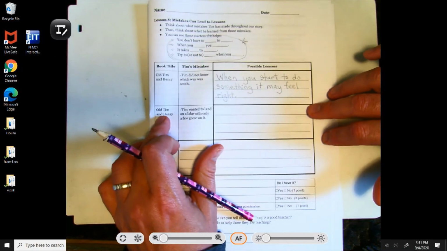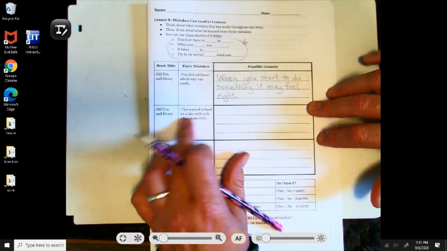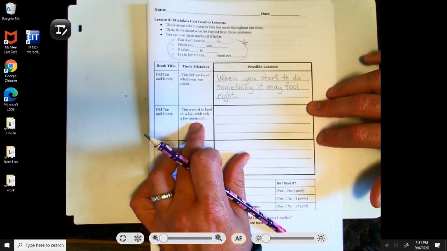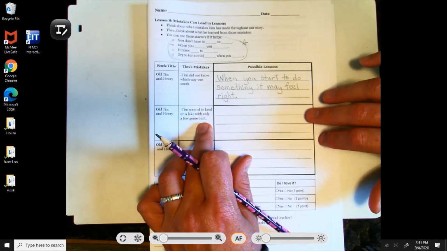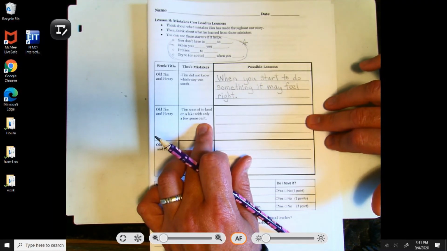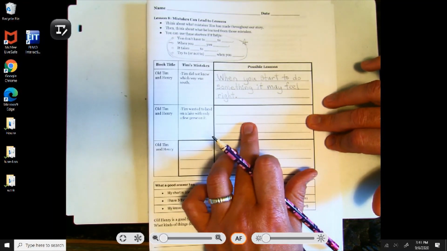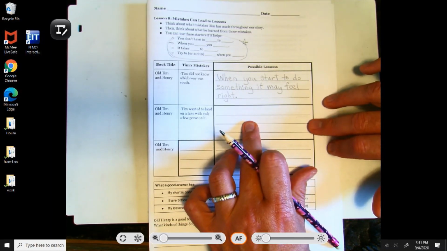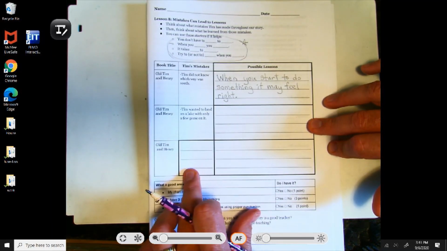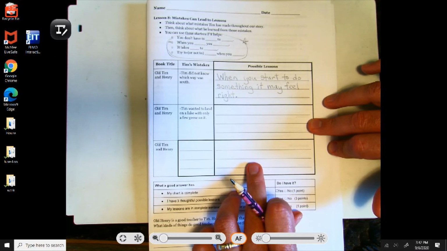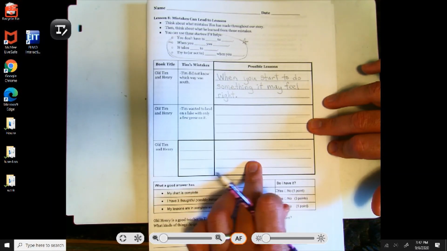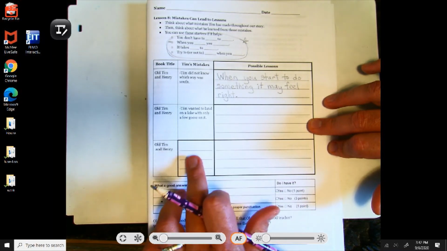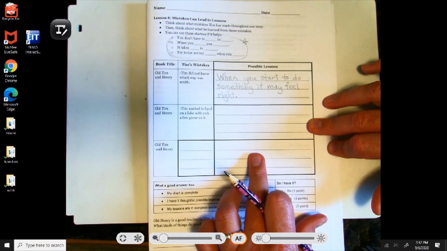So then our next one, so still this should be old Henry and Tim. Tim wanted to land on a lake with only a few geese on it. Do you remember earlier in our stories when he wanted to do that? And then he learned a lesson. Think, what lesson did he learn from Henry about that? And that's what you're going to fill in here. And then you get to think of your own mistake that Tim made. And then what lesson did he learn from that? So, mistake, lesson learned.